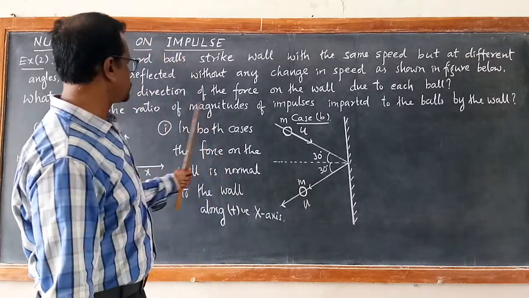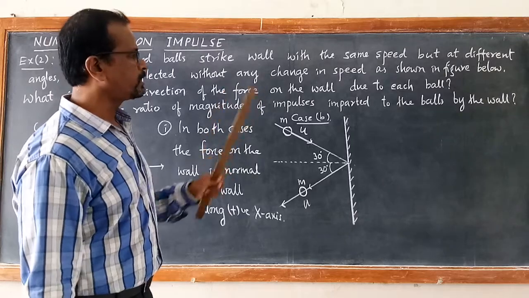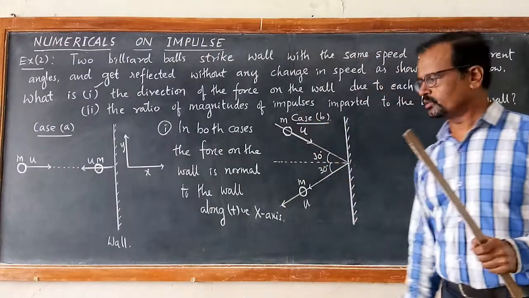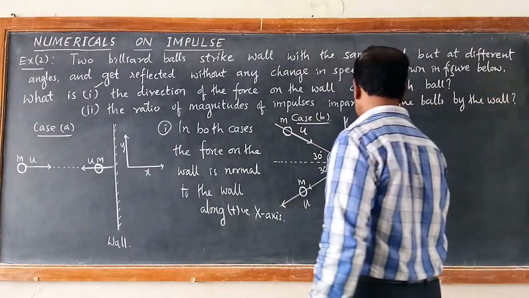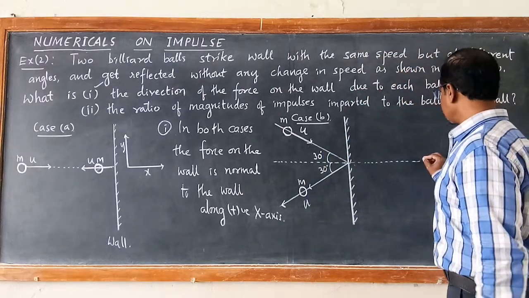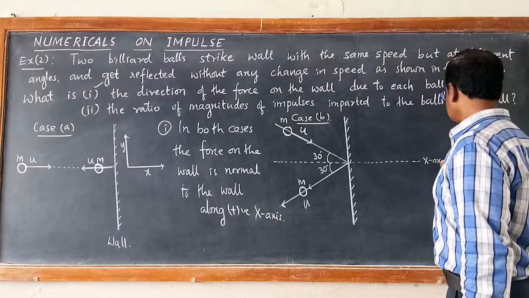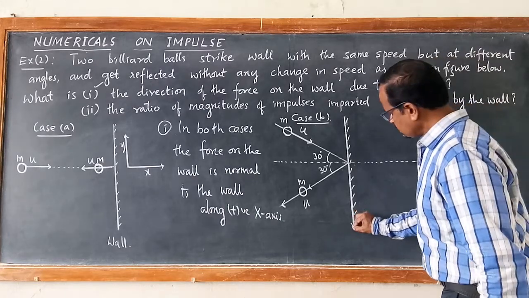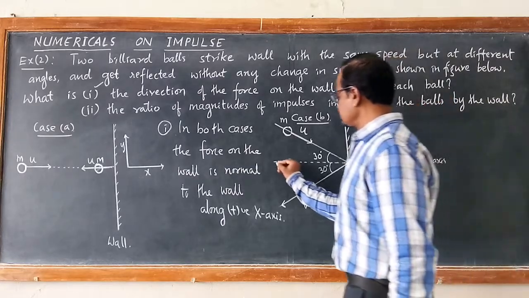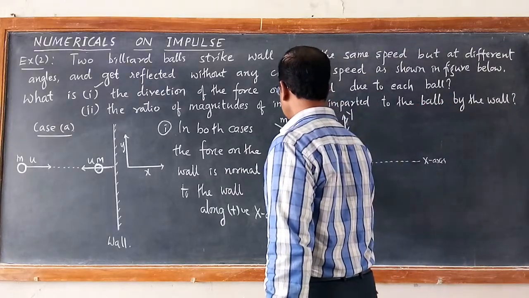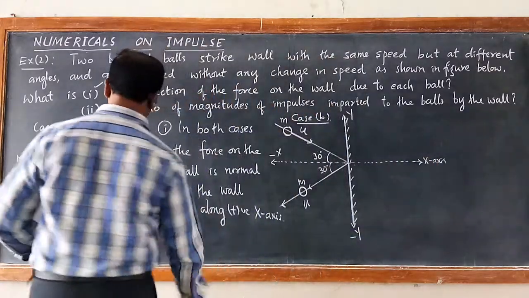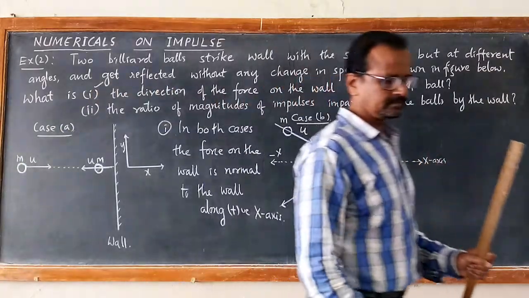Second one, find the ratio of magnitudes of impulses imparted to the balls by the ball. In order to calculate the ratio, you need to extend this diagram. So this becomes the positive x-axis, and this is the y-axis. This is the negative y-axis. This is the negative x-axis. This is the positive x-axis. Okay, first let us solve this problem, and then we will come to this.